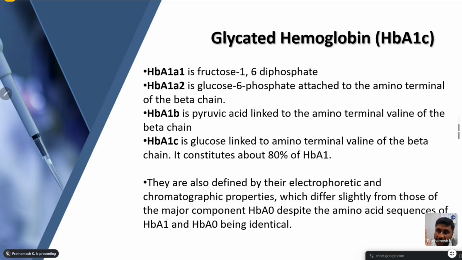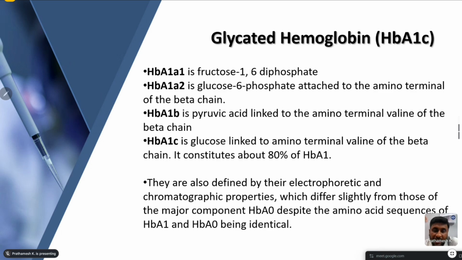In HbA1, we restrict ourselves to carbohydrate. When the carbohydrate is fructose 1,6-diphosphate, it is HbA1a1. When it is glucose 6-phosphate, it is HbA1a2. When it is pyruvic acid, it is HbA1b. And when it is glucose, it is HbA1c, what we are talking about. So HbA1 has a1, a2, b, and c. HbA1c constitutes about 80% of HbA1. The number is quite significant.